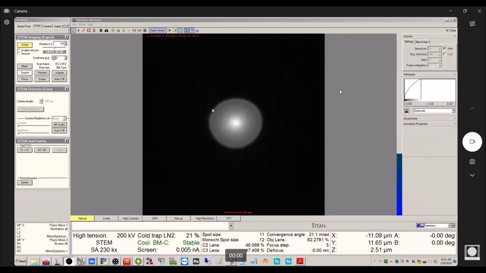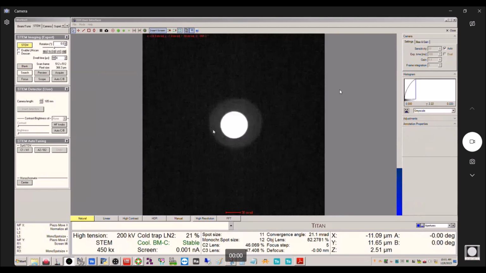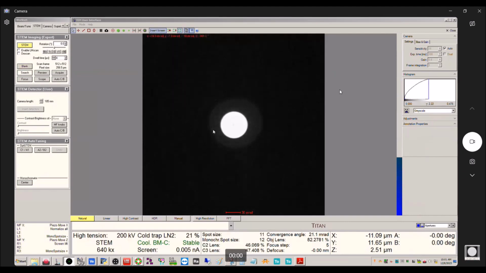Okay, and we are good to go here. So we'll go back to diffraction on, so we'll be seeing the Ronchigram. I'm going to put the mag at 640 kx. The reason for that is that's where the highest mag range starts.